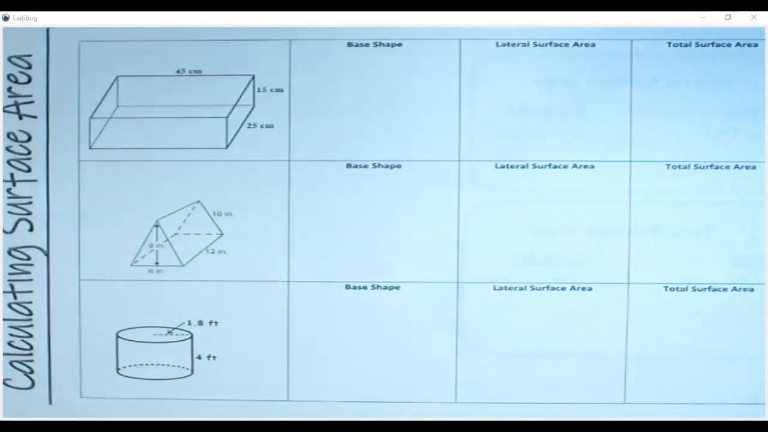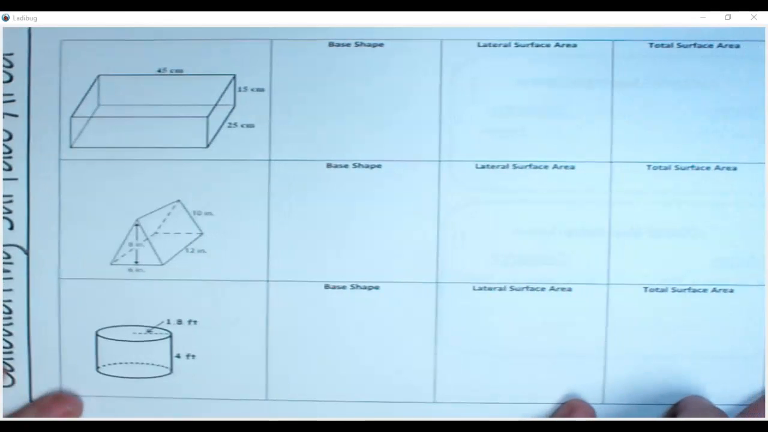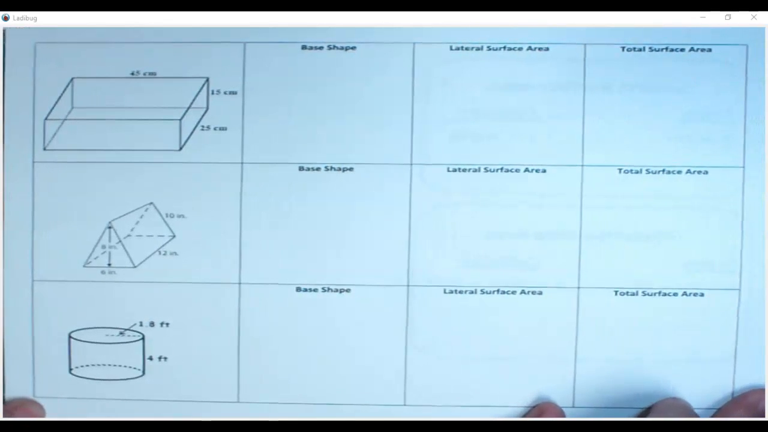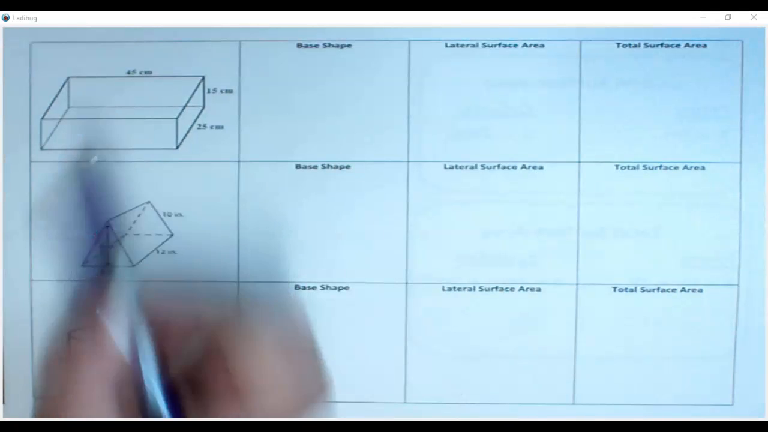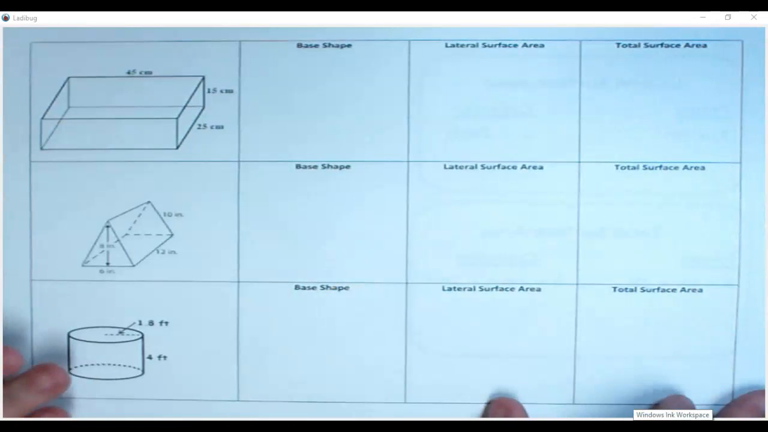Okay, so today we're going to be talking about calculating surface area. I've got three figures here, and we're going to go through the process to find the surface area, both lateral and total surface area. So in our first example, first thing you want to do is identify the shape. What shape is this?